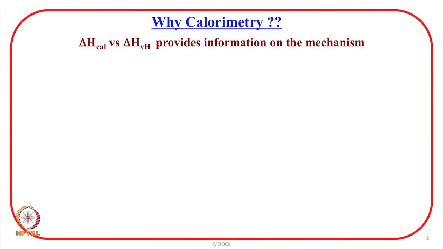We started discussing why calorimetry, what is the advantage of calorimetry over other methods. Van 't Hoff equation, which is the variation of equilibrium constant with temperature, will give you the enthalpy. And if we can get enthalpy from Van 't Hoff equation and equilibrium constant can be obtained from any suitable method, then what is so special about calorimetry?